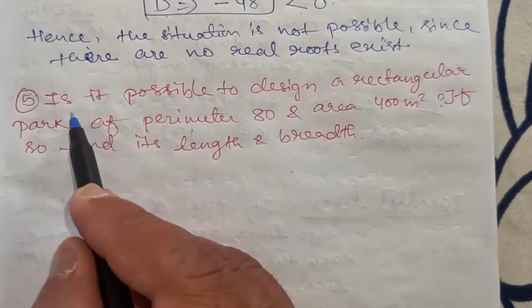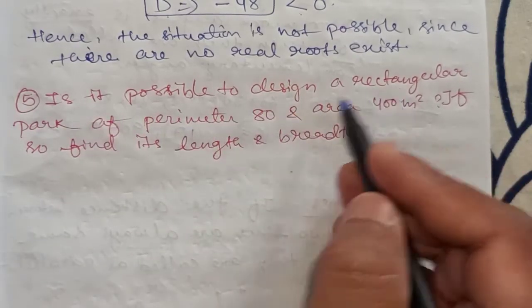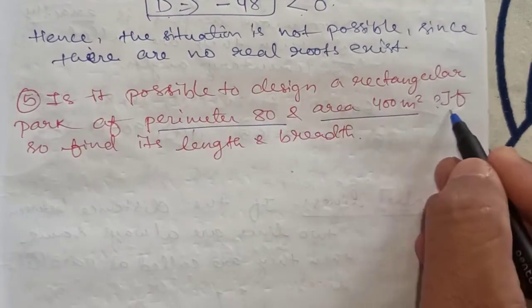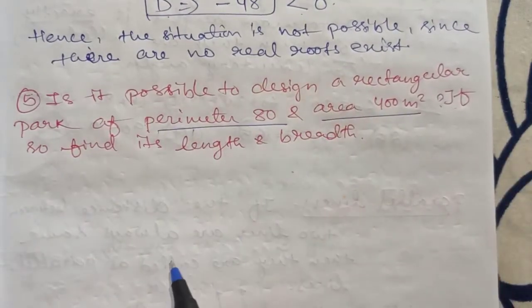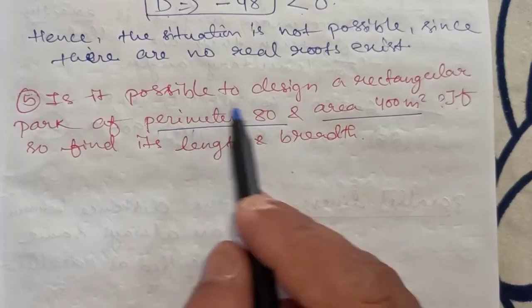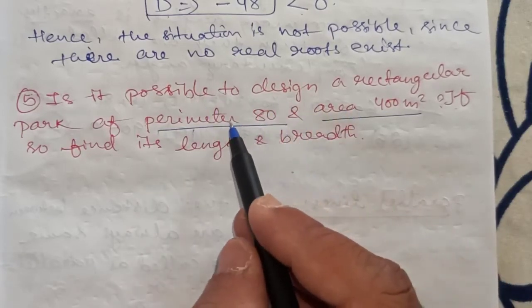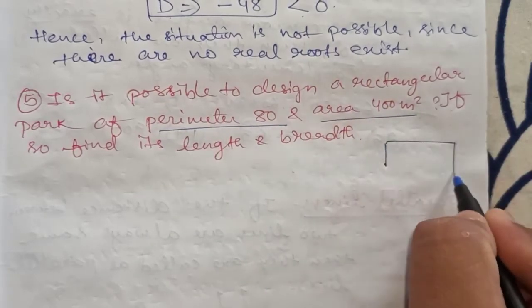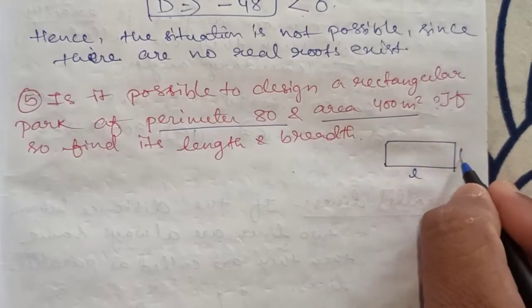In question number 5 it is given, is it possible to design a rectangular park of perimeter 80 and area 400 meters square? If so, find its length and breadth. So we have to find out whether it is possible to make a design of a rectangular park whose perimeter is 80 and area is 400 meters square. Suppose this is a rectangular park, this is length, this is breadth.